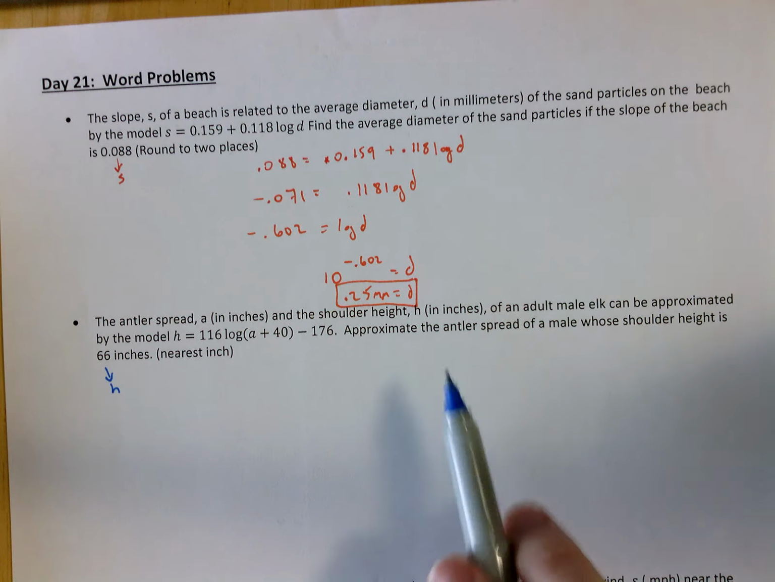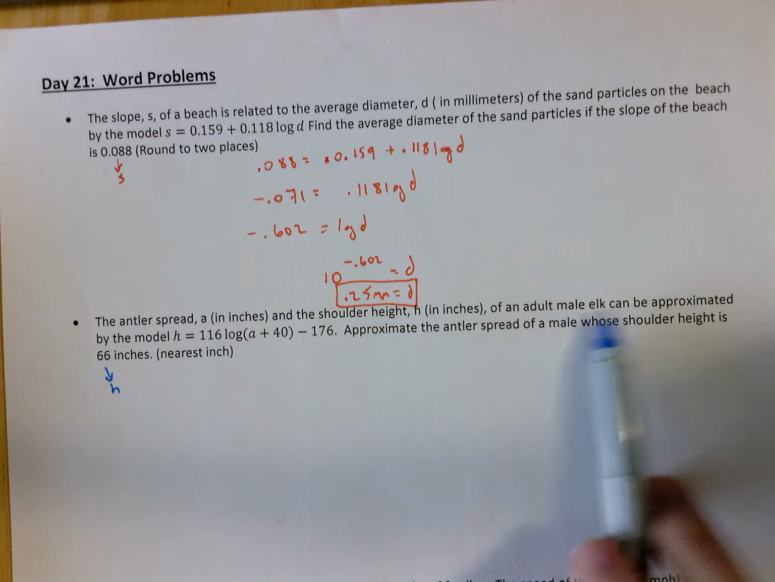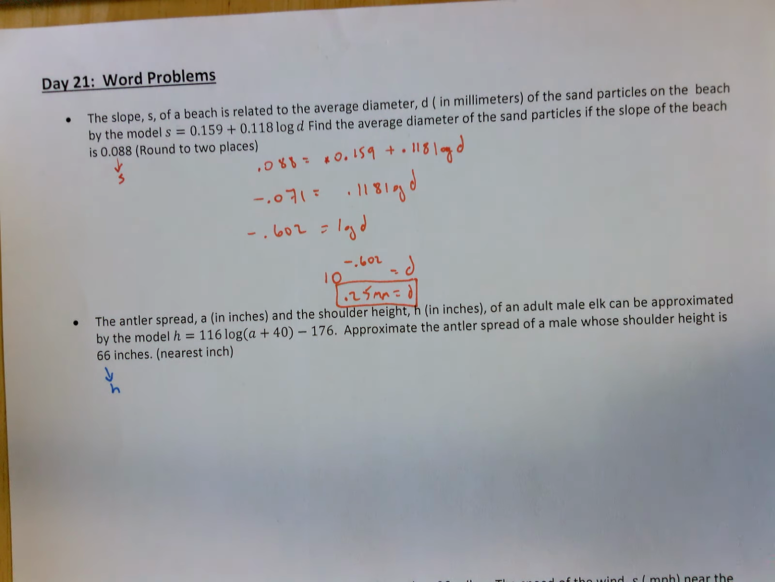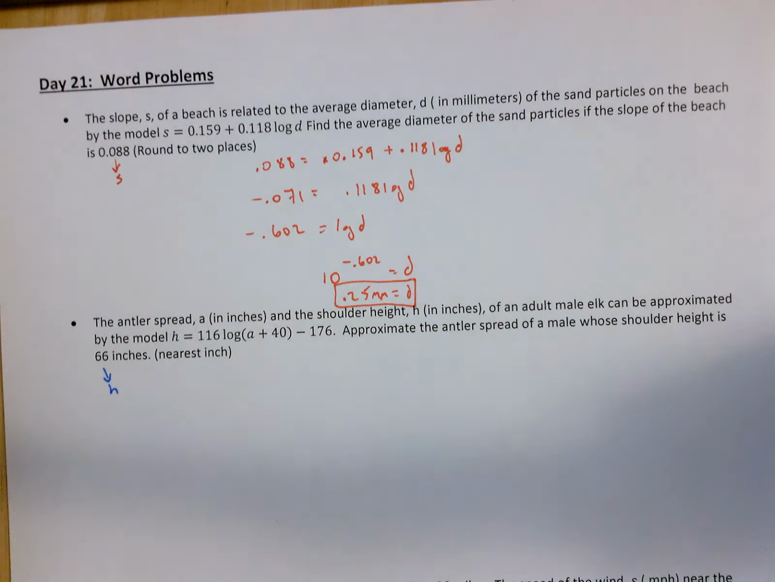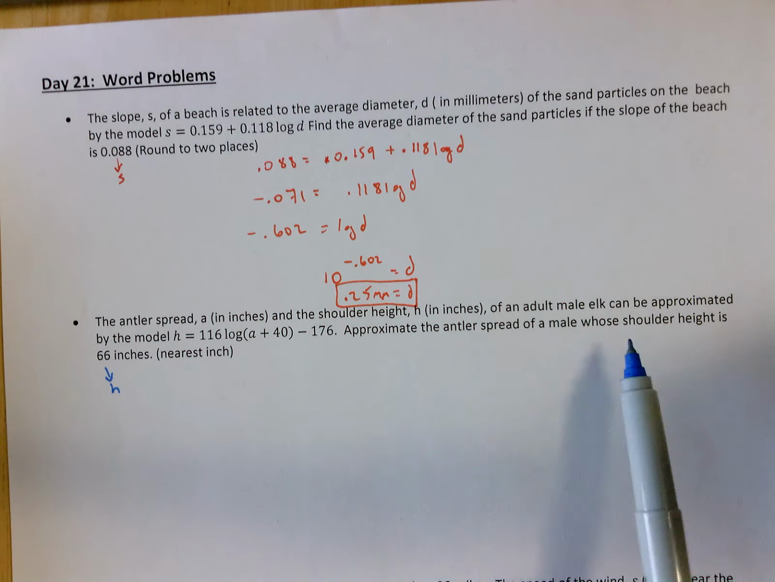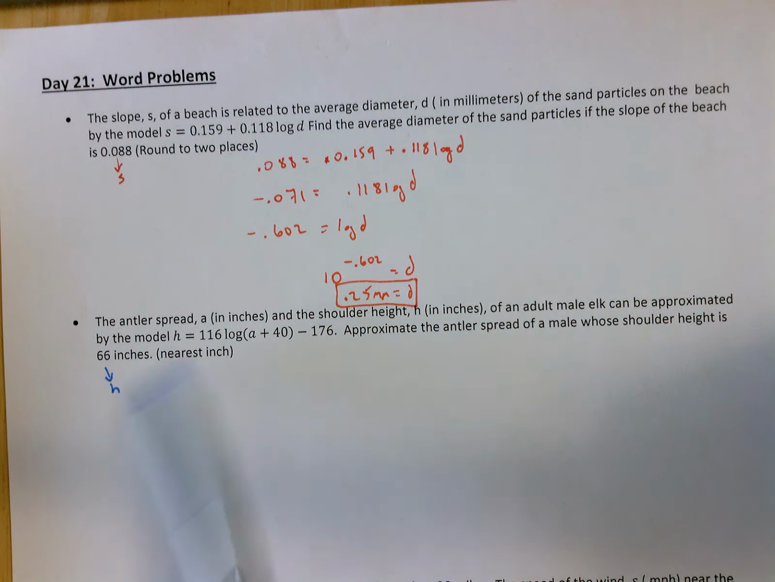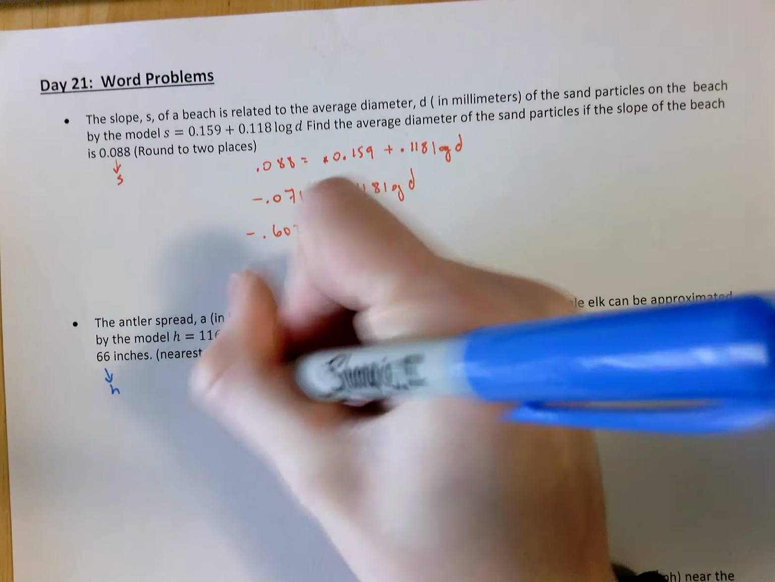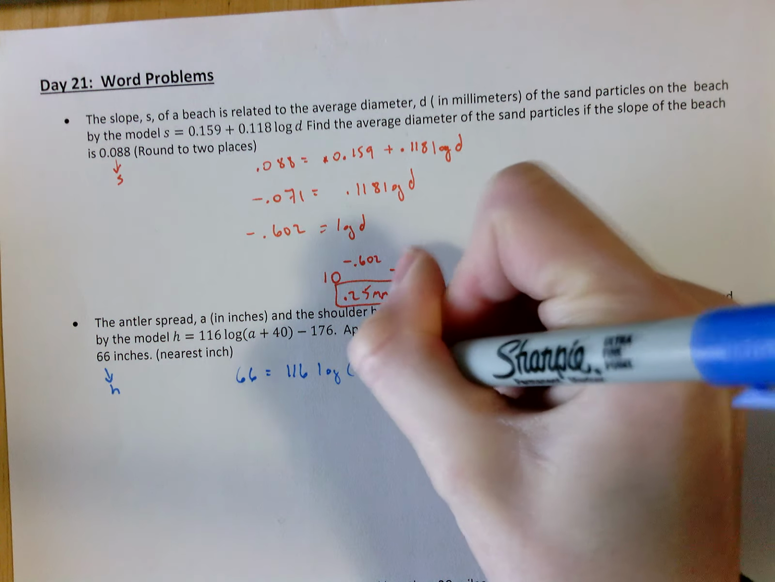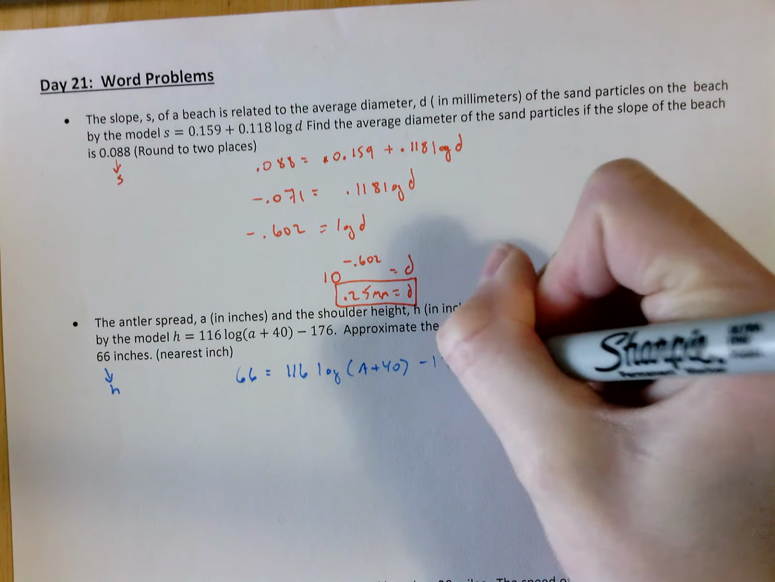Okay, so the antler spread and the shoulder height of an adult male elk can be approximated by this equation. So there's a relationship between how big the antlers are and how big the elk is, I guess. All right, so we're going to look at the connection between the two of them. All right, we want to find the antler spread whose shoulder height is this. So I'm going to plug this number in for H. So it's going to be 66 equals 116 times the log of A plus 40 minus 176.